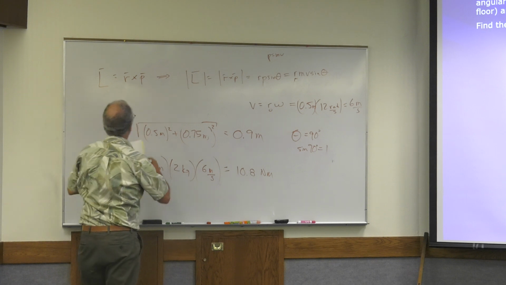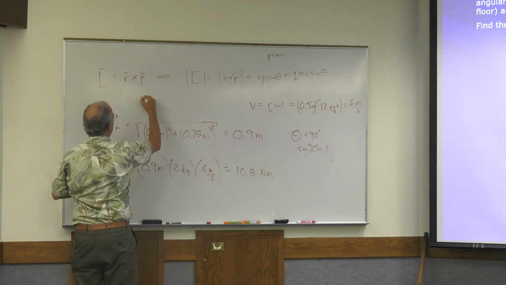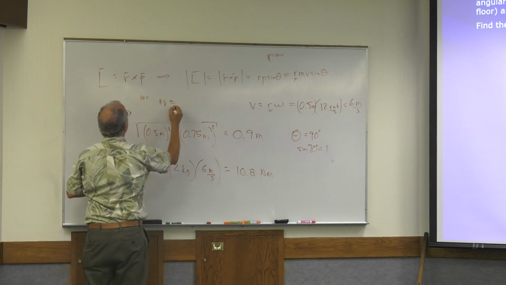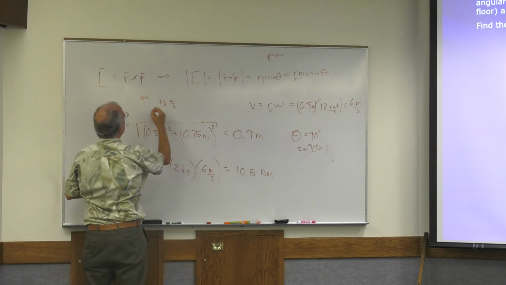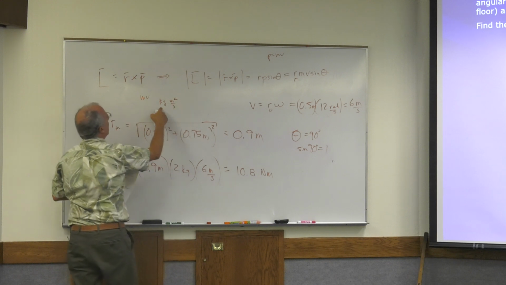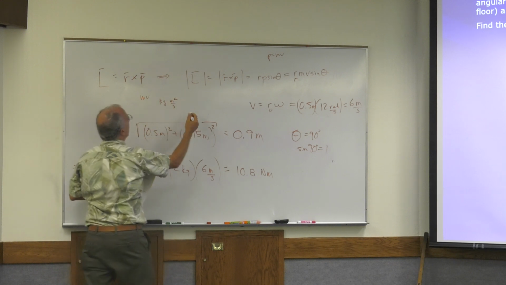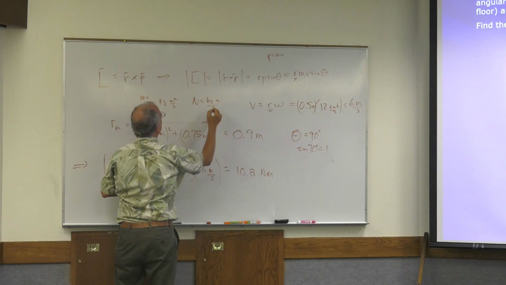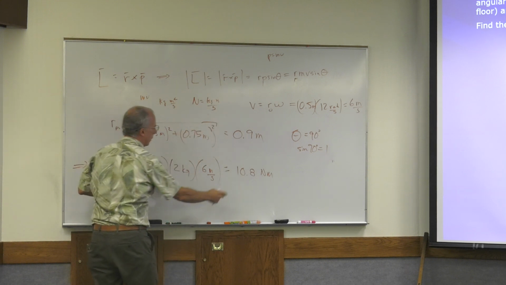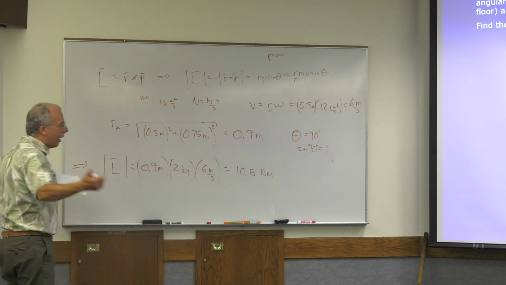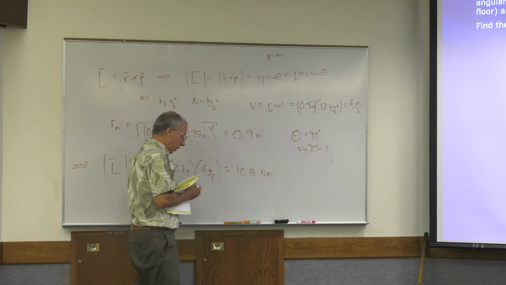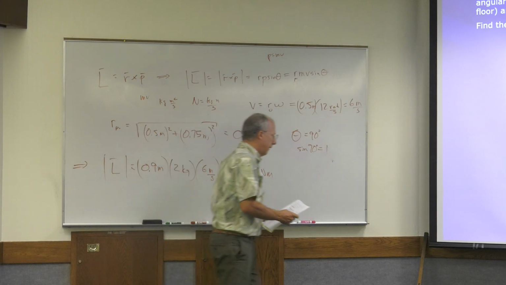What's momentum? Momentum is mv, so it's kilograms times meters per second. What's r? Another meter. So it's kilograms times meters squared per second. What's a Newton? A Newton is a kilogram times meters per second squared. So I have a Newton meter. Ta-da!